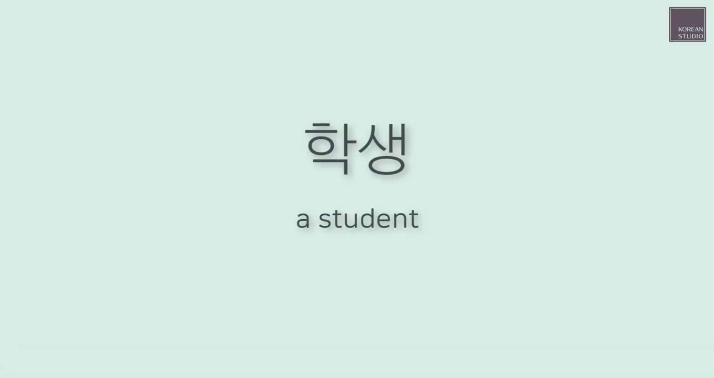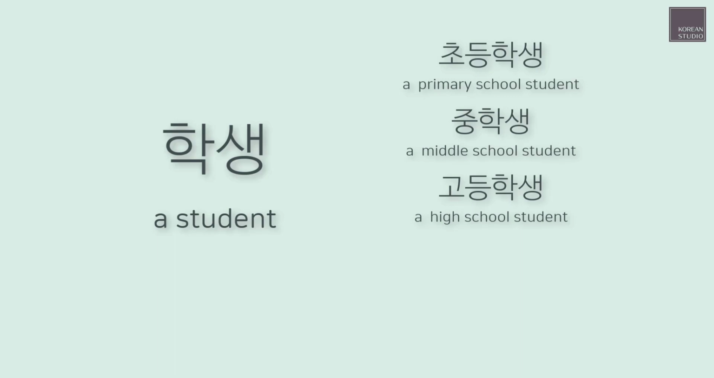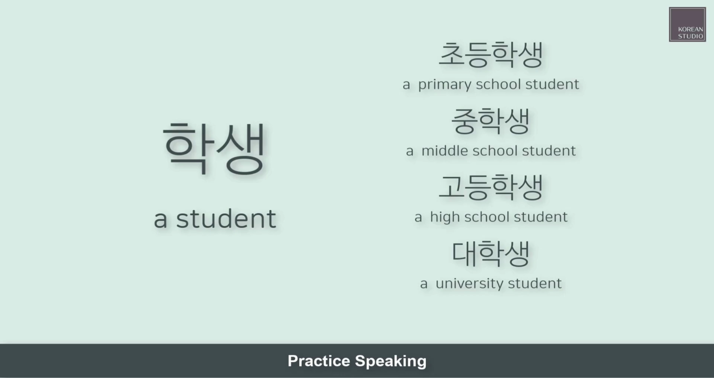That was great. And to refer to students from different schools, such as primary school, we say the first part of the school name and then say 학생. So a primary school student is 초등학생, and a middle school student is 중학생. And as you can imagine, a high school student is 고등학생. So a university student is, yes, 대학생. Let's practice a couple of these phrases. Repeat after me. 초등학생. 중학생.